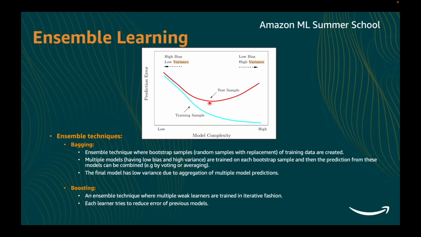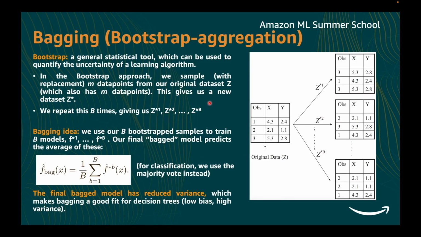So let's go into the bagging approach right now. First, bagging stands for bootstrap aggregation, and the bootstrap is a general statistical tool. Actually, you can use it even outside of machine learning, just for data analysis. What it does essentially is that you start with an original data set, and suppose your data set has m data points.